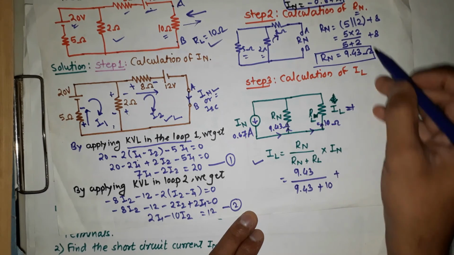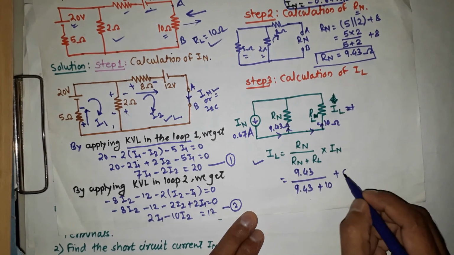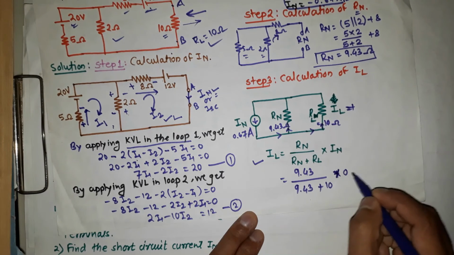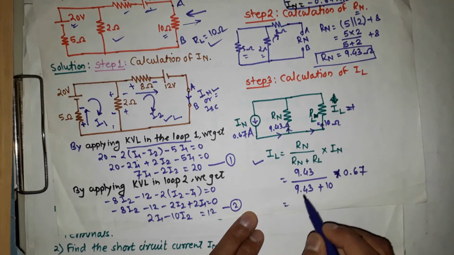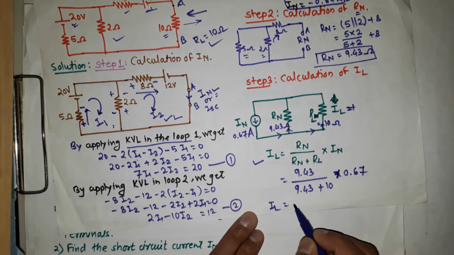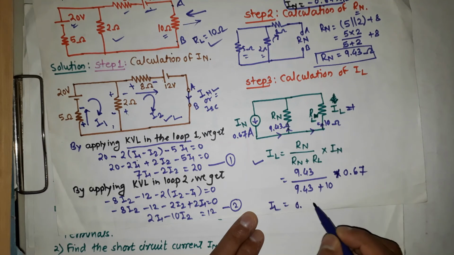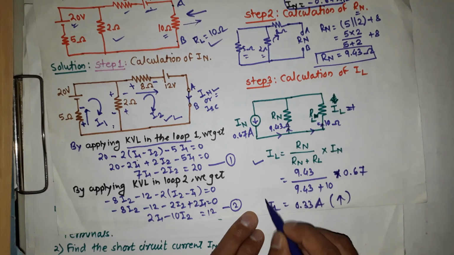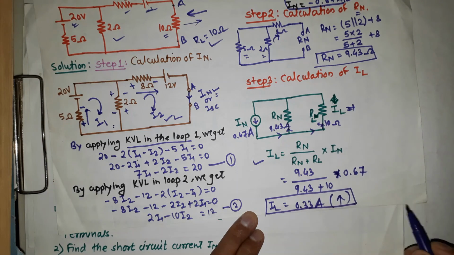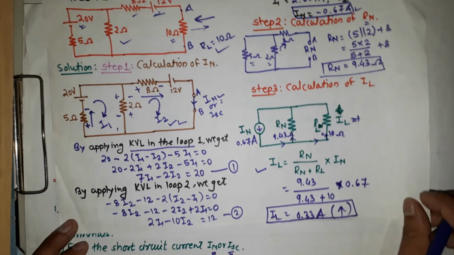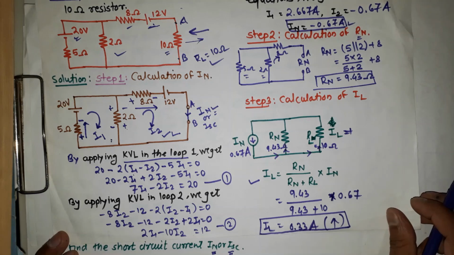into IN, which is 0.67. So the final answer is IL is equal to 0.33 ampere, which is in the upward direction. So this is the method for finding the current through any load resistance by using Norton's theorem. Thank you.